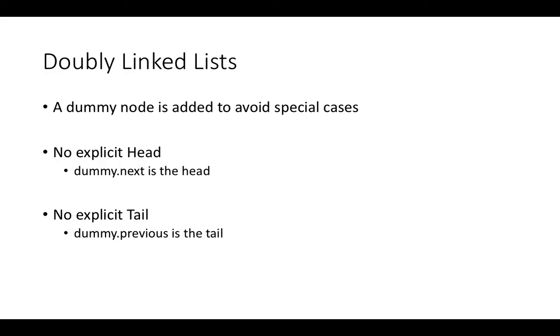The dummy node is added to avoid special cases, and we will not have an explicit head in the doubly linked list. The head is just the node after the dummy node, and the tail is the node before the dummy node.